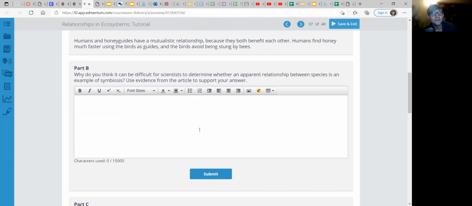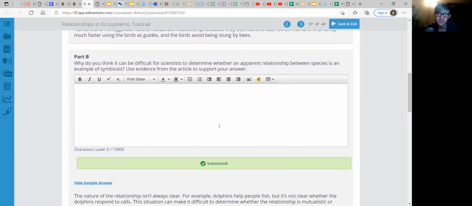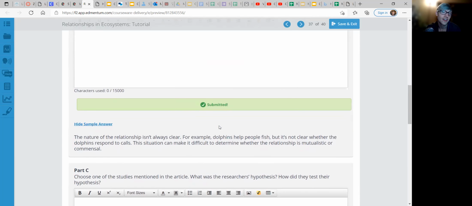Why do you think it can be difficult for scientists to determine whether an apparent relationship between species is an example of symbiosis? Use evidence from the article to support your answer. The nature of the relationship isn't always clear. For example, dolphins help people fish, but it's not clear whether the dolphins respond to calls. This situation can make it difficult to determine whether the relationship is mutualistic or commensal.